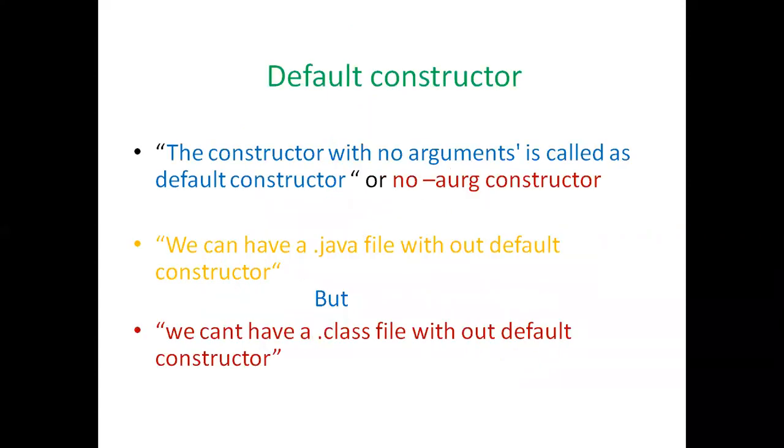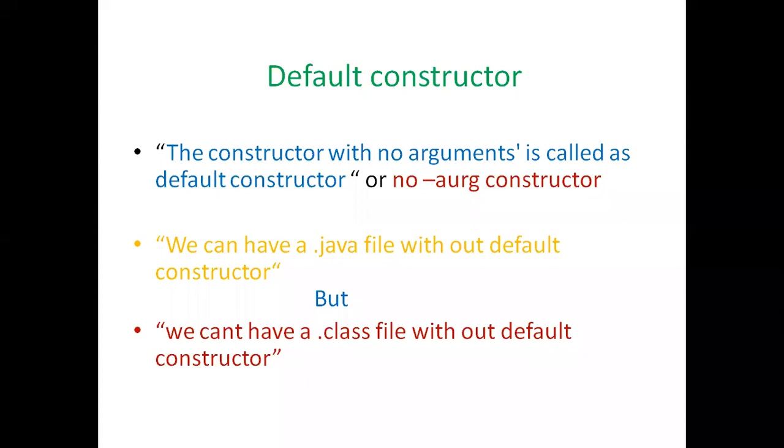Default constructor. Till now we are very confident about constructors. We know if the name of the method and the name of the class are the same, and it does not have any return type, then it is called a constructor, right? Any constructor with no arguments is called a default constructor, or the other name for the default constructor is no argument constructor.